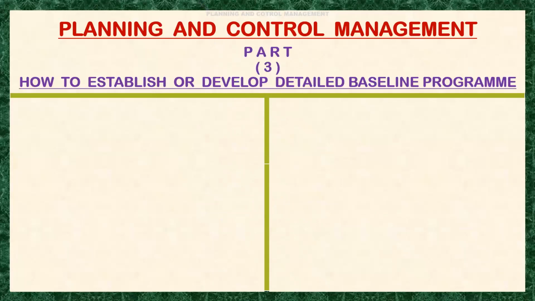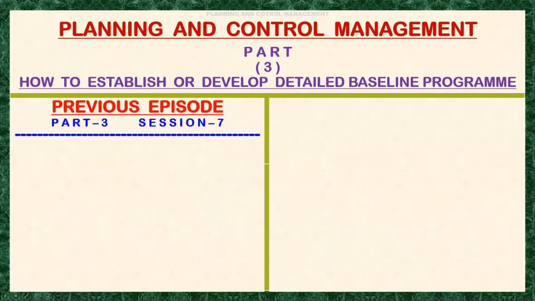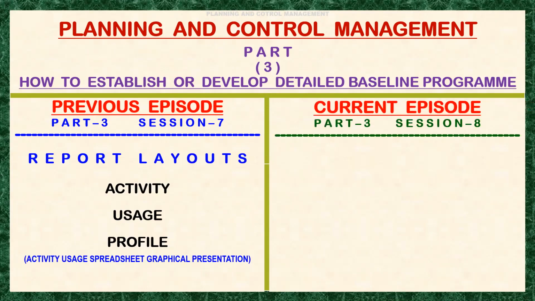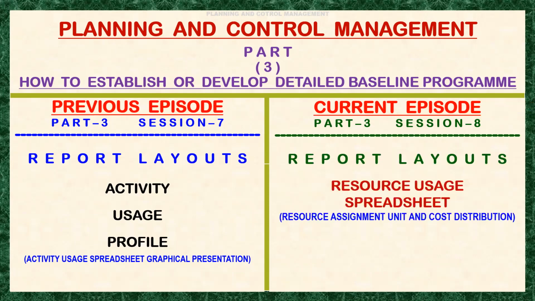Planning and Control Management, Part 3, how to establish or develop a detailed baseline program. In the previous episode, Part 3, Session 7, we discussed the report layouts, activity usage profile. Now we will be discussing the current episode, Part 3, Session 8. It's about report layouts also, but it's about a resource usage spreadsheet. In other words, it is called a resource assignment unit and cost distribution.